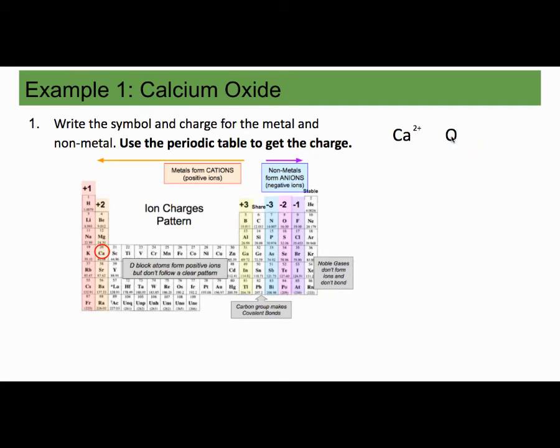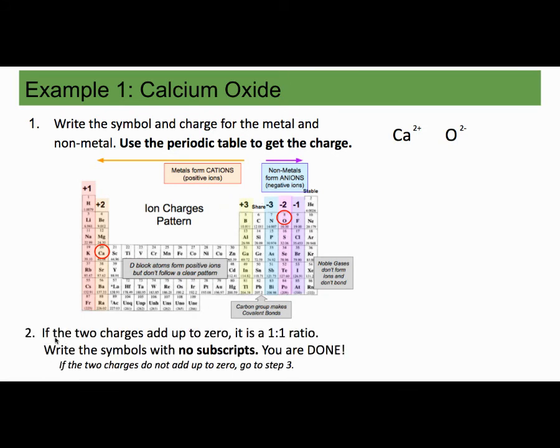Now I need to find oxygen on the periodic table. It's right here, and when I go up, I see it has a -2 charge. So I'm going to write that as a superscript up here, a 2-. So I see that calcium, when it makes an ion, gives away electrons and has a positive charge, where oxygen will gain electrons and becomes negative. So we're done with step 1.